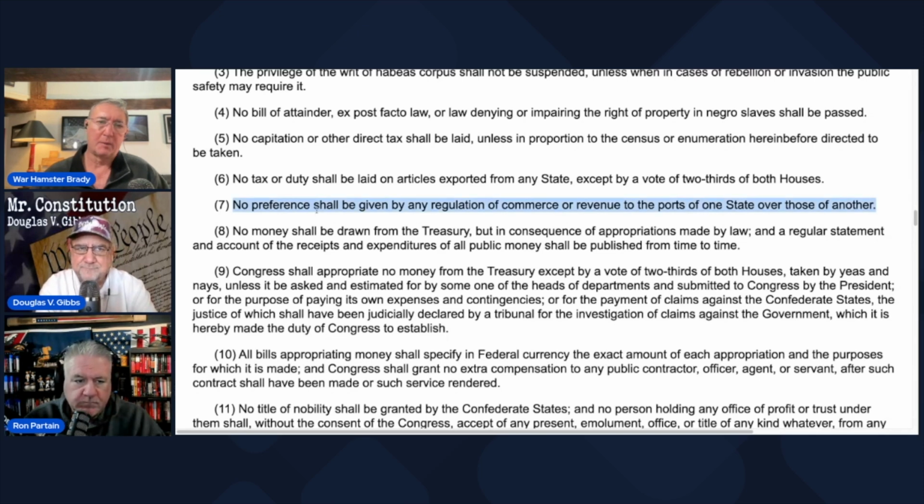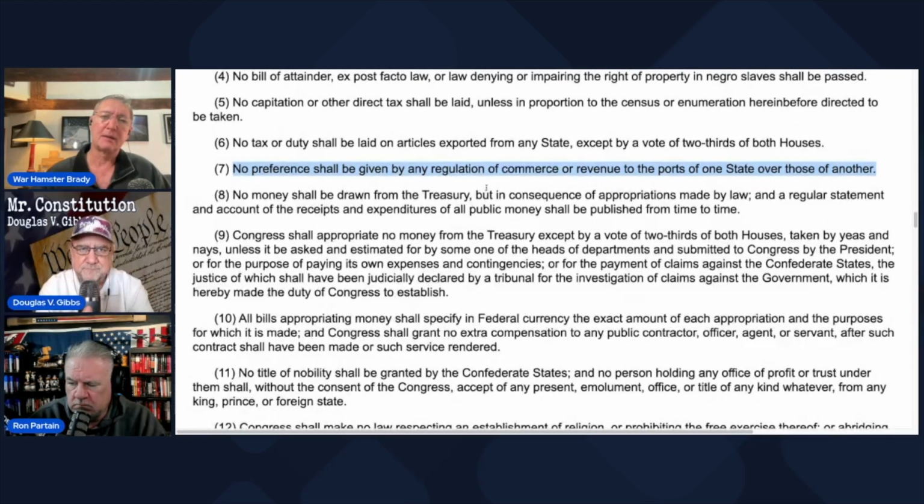Mm-hmm. The thing I wanted to point out is, obviously, this is Article 1, which is addressing Congress, and it's basically saying Congress cannot make any kind of regulation of commerce or revenue to the ports of one another. It is not telling what the states would do. It's saying everyone is treated equally by Congress. They cannot favor one over the other. Right. And there's an important part of that, because obviously before secession, Congress was making laws that were favoring northern states over the South. And that's the reason this one was kept in there verbatim, or that part of it verbatim.